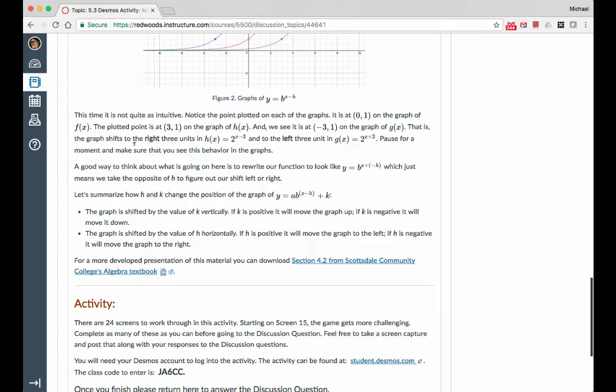So in summary, a graph is shifted by the value of k vertically. If k is positive, it'll move the graph up. If k is negative, it'll move the graph down. The graph is shifted by the value of h horizontally. If h is positive, it'll move the graph to the left, and if h is negative, it'll move the graph to the right. If you would like a more detailed explanation of this, please click on the link on the page. It'll take you to section 4.2 of Scottsdale Community College's algebra textbook.